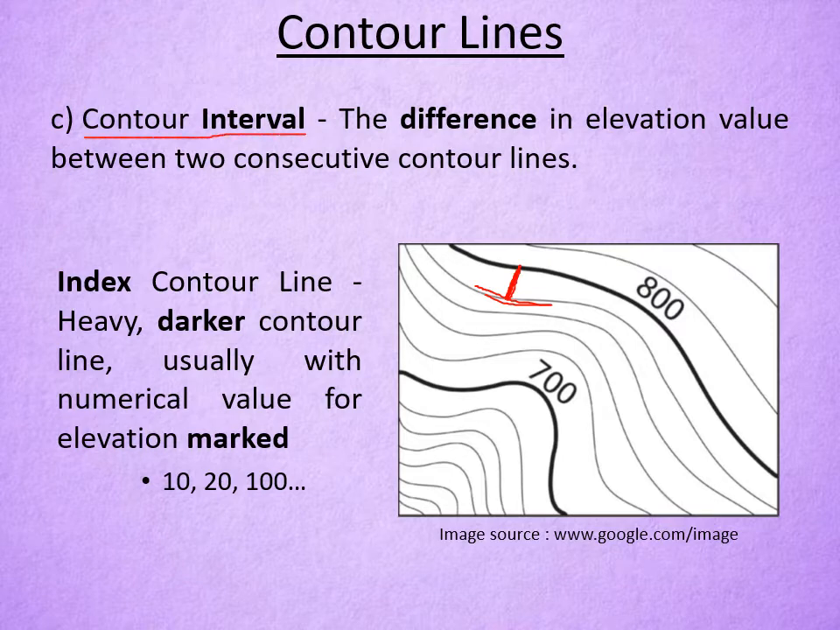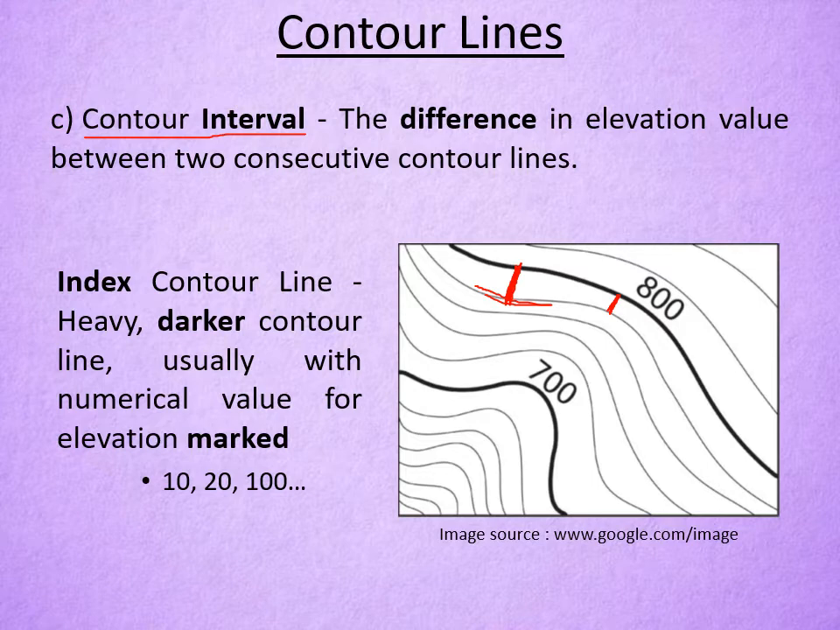Now keep in mind that the contour interval between two successive lines may not be the same throughout the entire object. As you can see, for these two contour lines, the contour interval at this location is much higher compared to the contour interval at these two lines, although we are considering the same two contour lines. So contour interval, that means distance between two successive contour lines, may vary at different parts of the object.